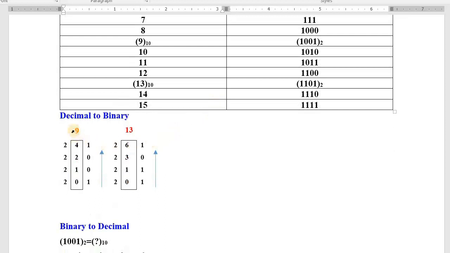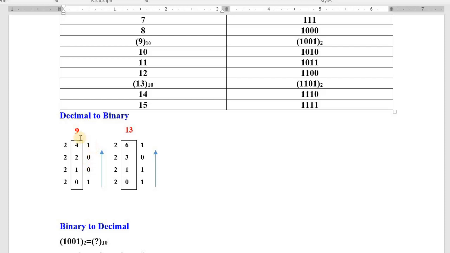Now we have a number like 9. How do you find the binary equivalent of 9? One simple calculation you have to do. What is that? Divide that number by 2. 2 4s are how much? Yeah, very good. 2 4s are 8, remainder is 1. 2 2s are 4, remainder is 0. 2 1s are 2, remainder is 0. 2 0s are 0, remainder is 1. And pick these values from bottom to top. 1001 is the binary equivalent of the decimal number 9.